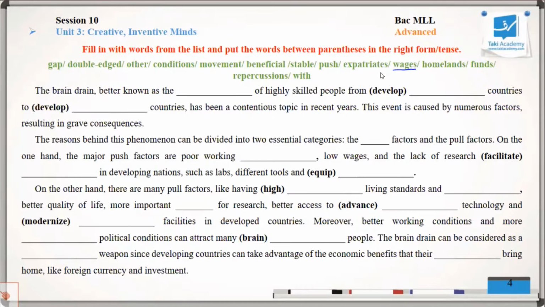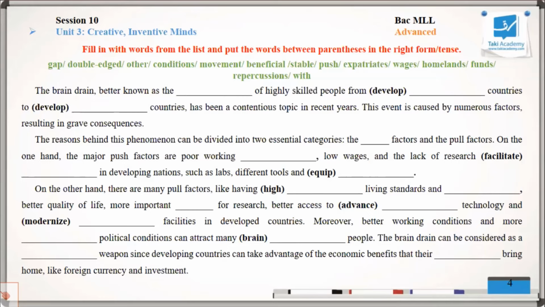We're going to do two jobs here. We're going to put the words in the right tense or form and also fill in the gaps. We have gap, double-edged, other, conditions, movement, beneficial, stable, push, expatriates, wages, homelands, funds, repercussions, and with. So which words are you not familiar with?